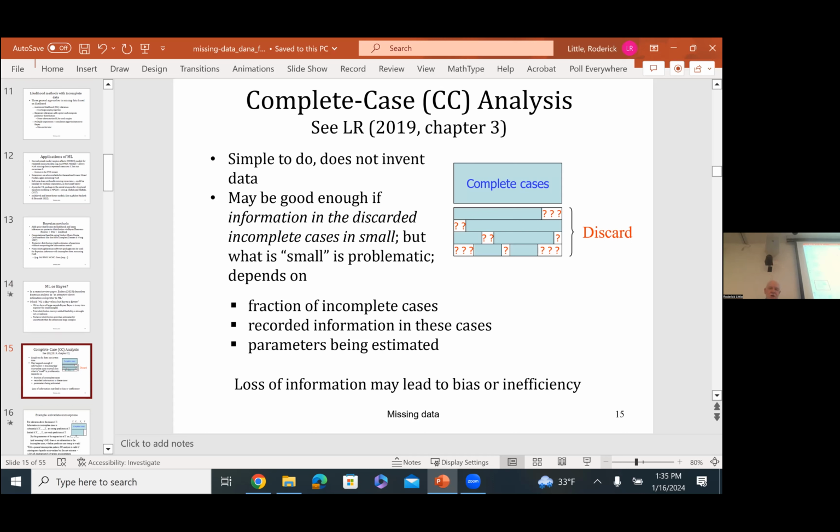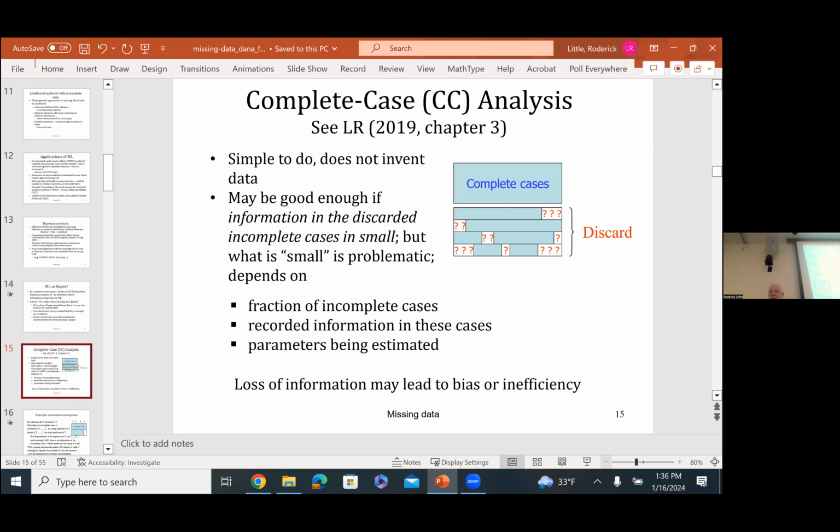Okay, so that's likelihood methods. Now, I want to talk a bit about complete case analysis, which is often a default method in statistical packages. If you throw something into a regression package, then what will it do if it has missing data on the covariates? It'll just throw those cases out, right? So it's simple, and it doesn't invent data. So the thing that people don't like about imputation is it's making stuff up.